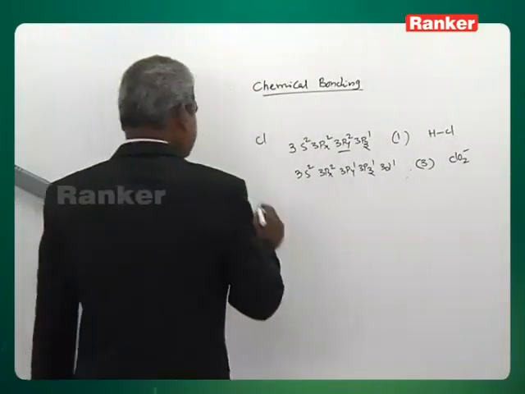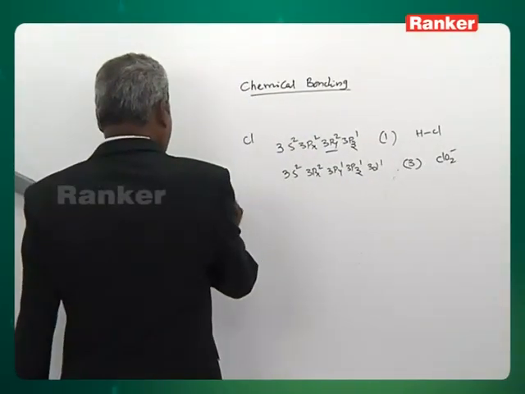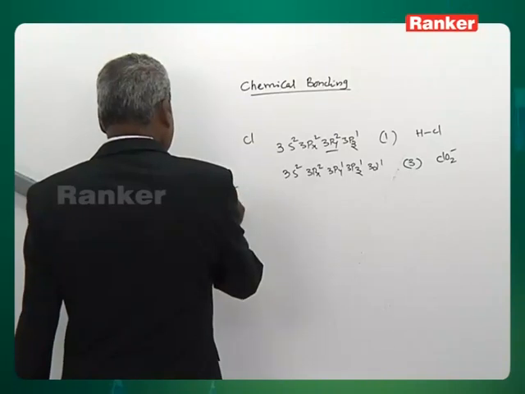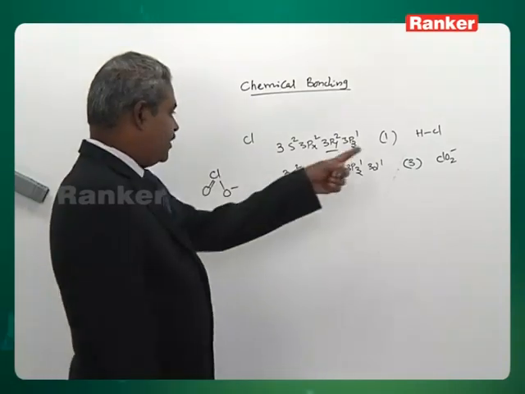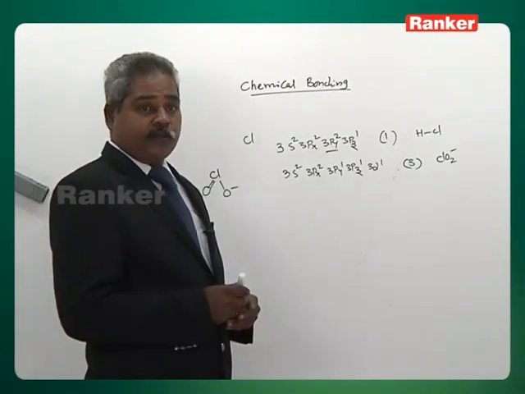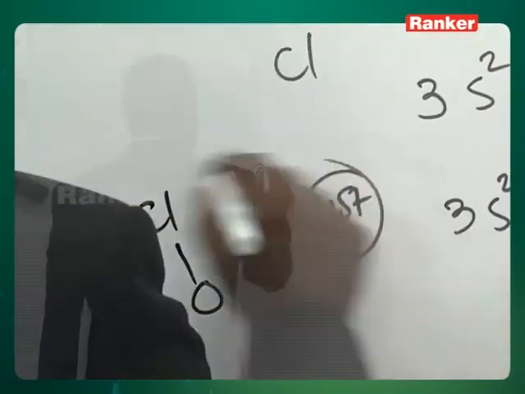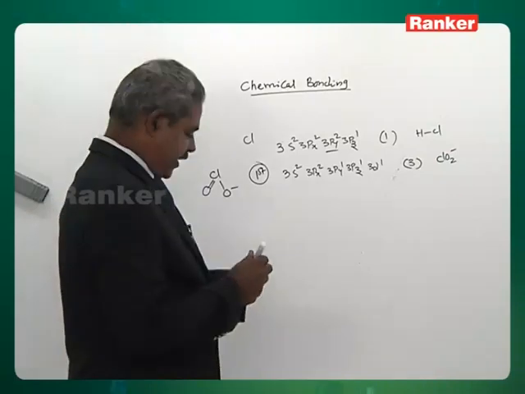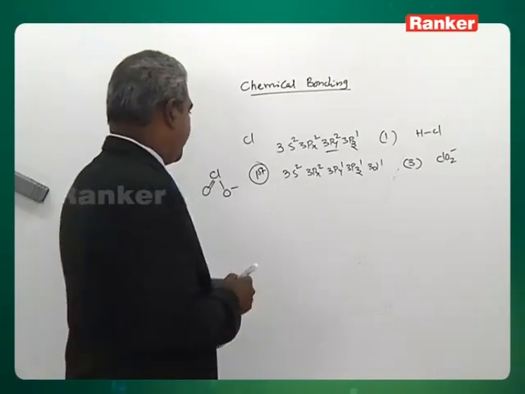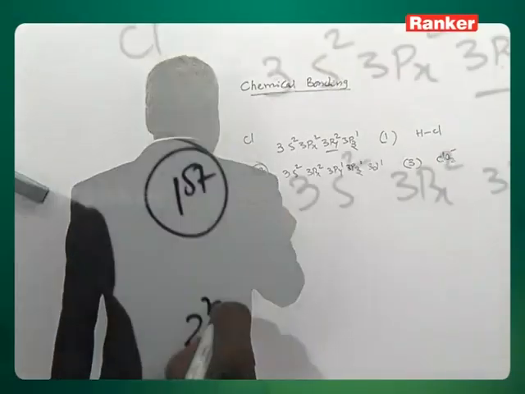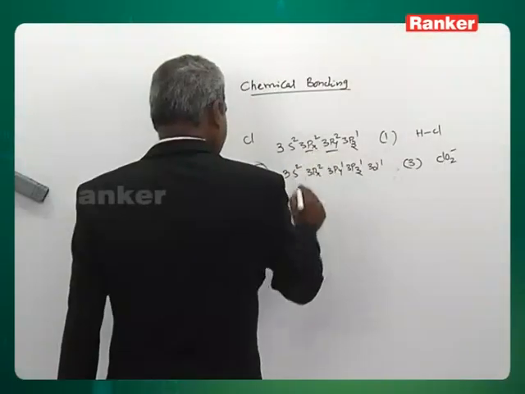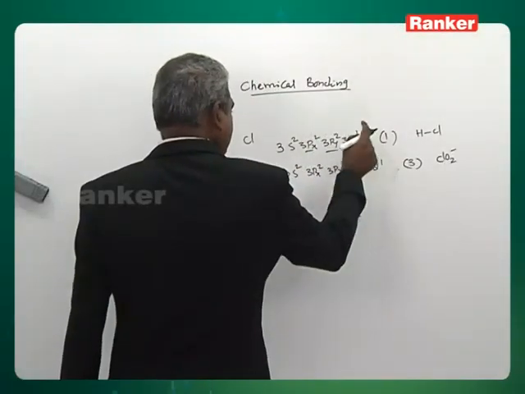How to draw the structure of ClO2 minus? Look here. In ClO2 minus, chlorine is forming 3 bonds. How can chlorine form 3 bonds? This is called the first excited state, that is, after breaking 1 pair. Second excited state, break 1 more pair. So excite these electrons also.